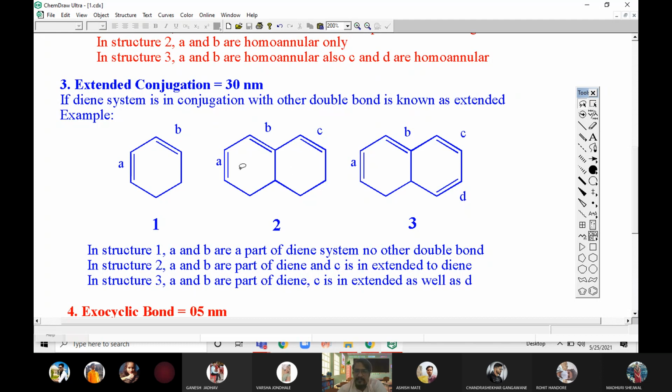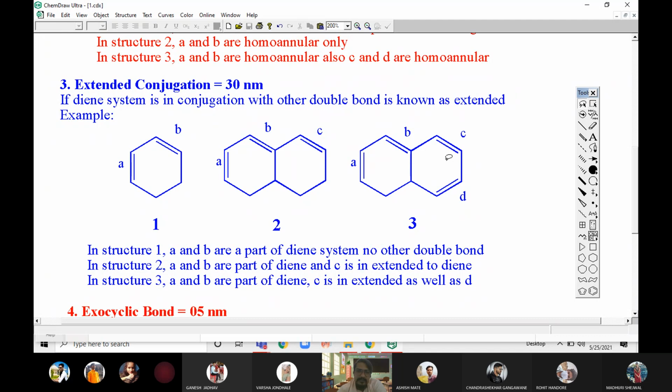Understand? This is very simple. In the third structure, A and B are again a part of a diene system. C as well as D is in conjugation with this system. So how many extended conjugations are there? Tell me.